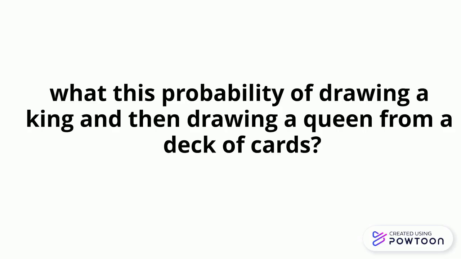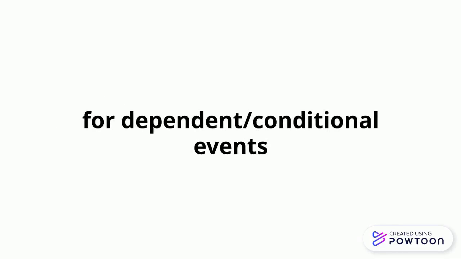Now, what is the probability of drawing a king, then drawing a queen from a deck of cards? We may use the general multiplication rule for dependent or conditional events to solve this. Dependent events are conditional events. Given that A has already occurred, the likelihood of both A and B occurring equals the probability of A multiplied by the probability of B given A.